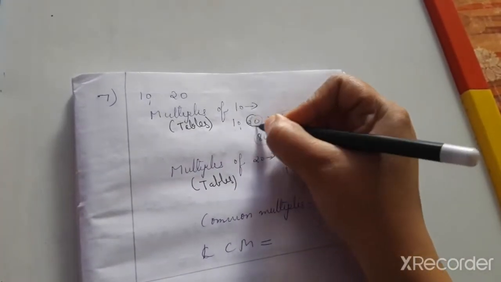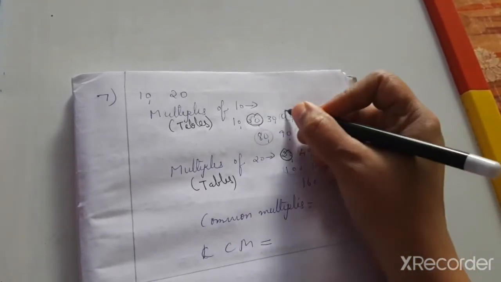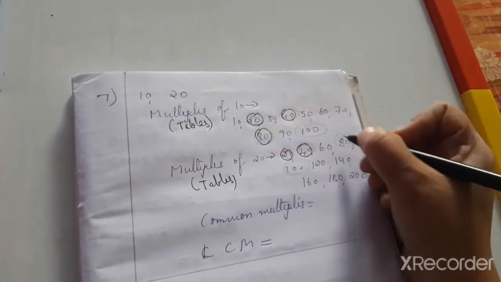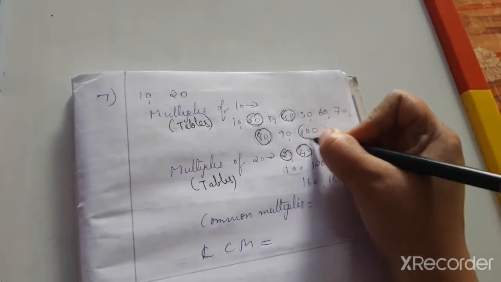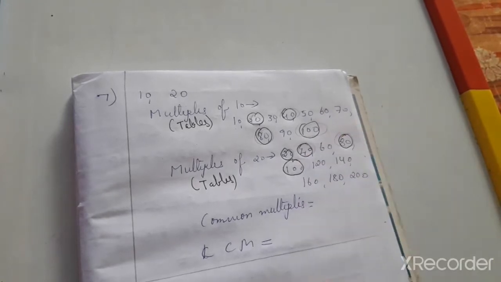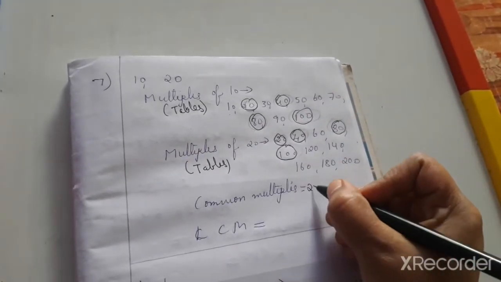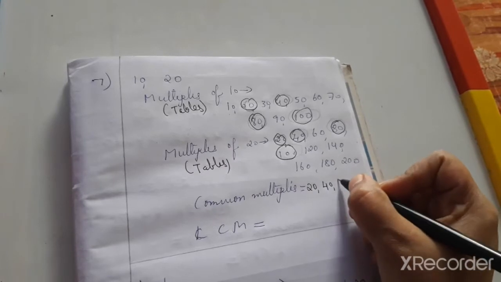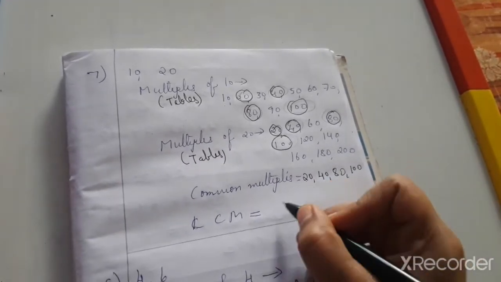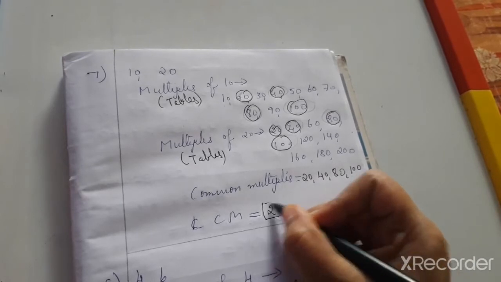Which is common here? 20 is common. Then 40 is common here. Then 80 is common on both sides. And 100 is also common. So the common multiples are 20, 40, 80, 100. Which is the least common multiple? The smallest is 20. So the LCM is 20.